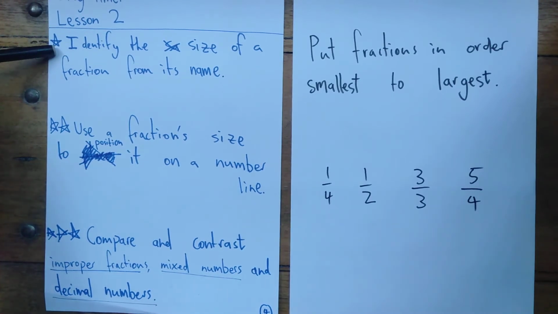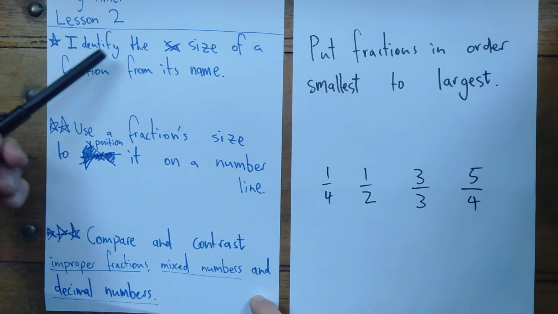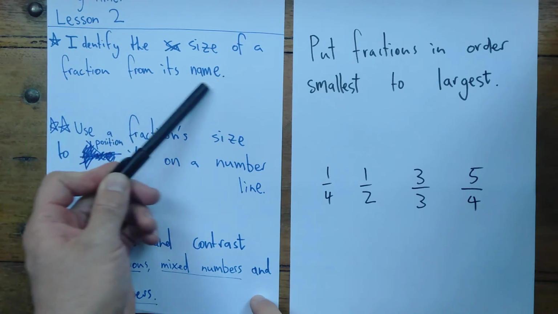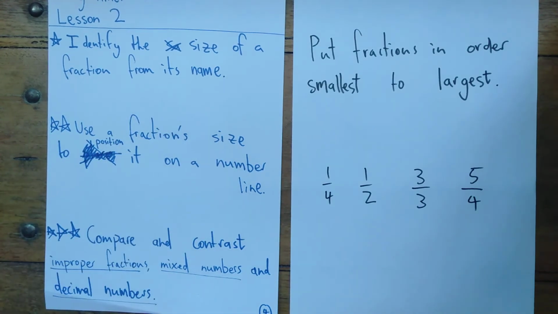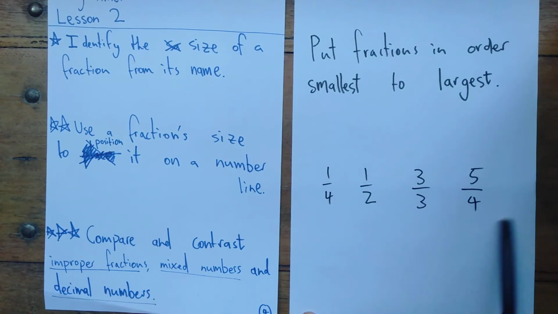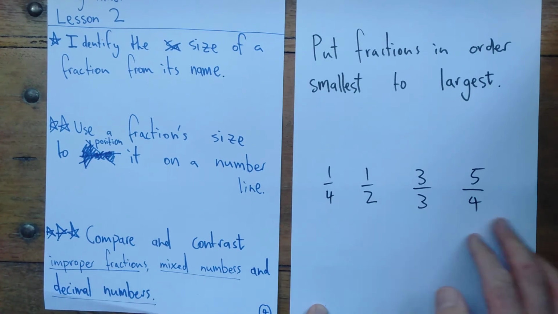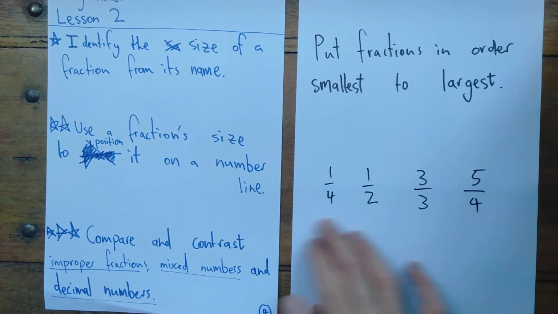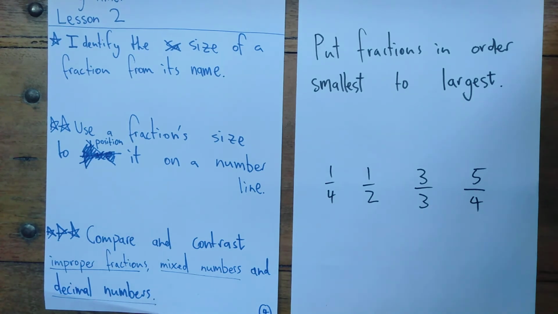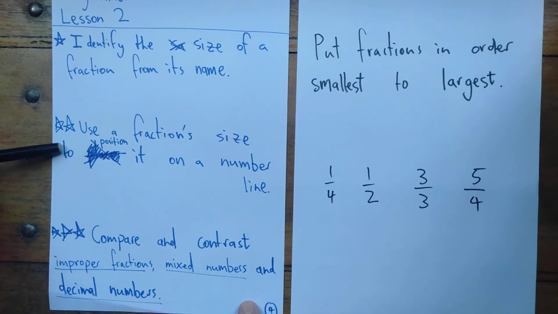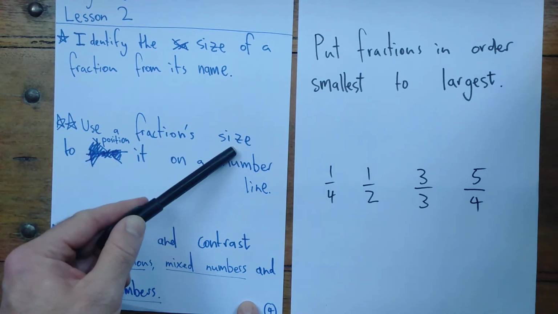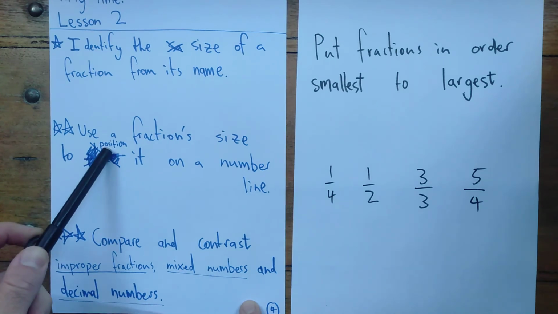Okay, so the 1-star task involves this. You'll identify the size of a fraction from its name. So you'll be taking the name of a fraction, just like for example these four, and you'll use that name or that numerical number representation to identify how large that fraction is.